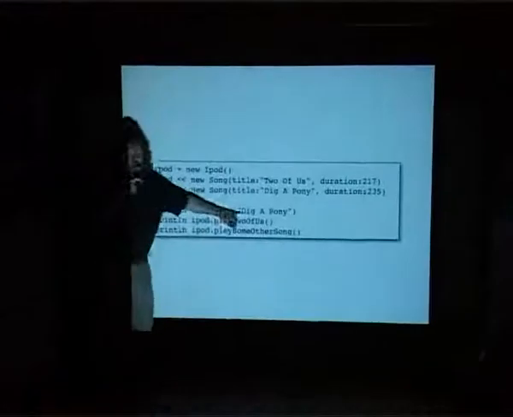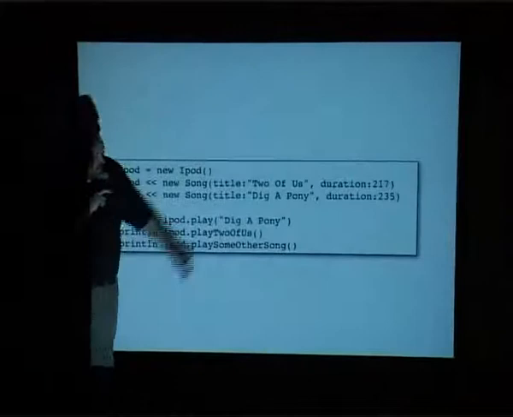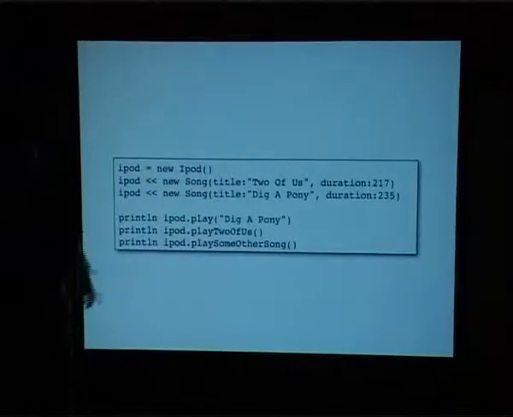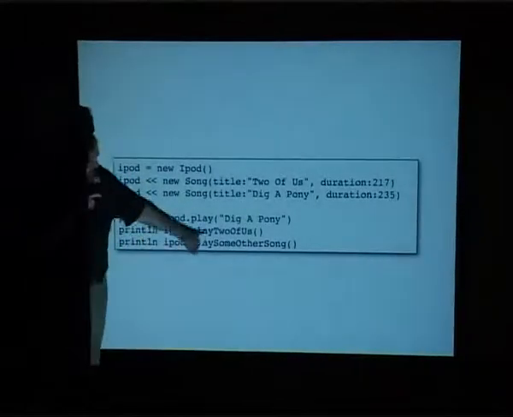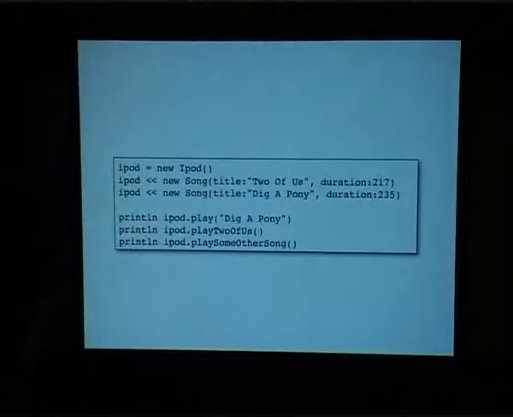This is a very traditional Java way of playing a particular song. iPod play Dig a Pony. What Groovy would allow you to do is say iPod play Two of Us. iPod play some other song, things like that. And again, this is where we begin getting into DSLs, isn't it? Domain-specific languages?